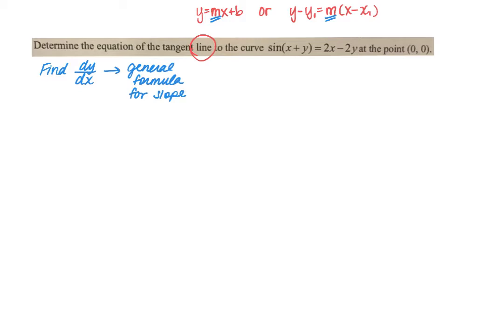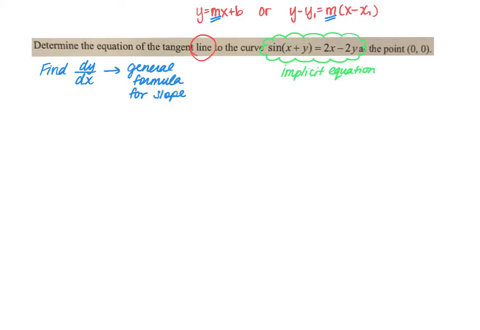Now, when we take a look at the equation that we were given here, we have to notice that we don't have y by itself. We have a mixture of x's and y's on both sides of the equation. So this is an implicit equation. We have not solved explicitly for y. That means we don't have y by itself. That's why we have to use implicit differentiation to find the derivative. So that's the process I'm going to show right now.